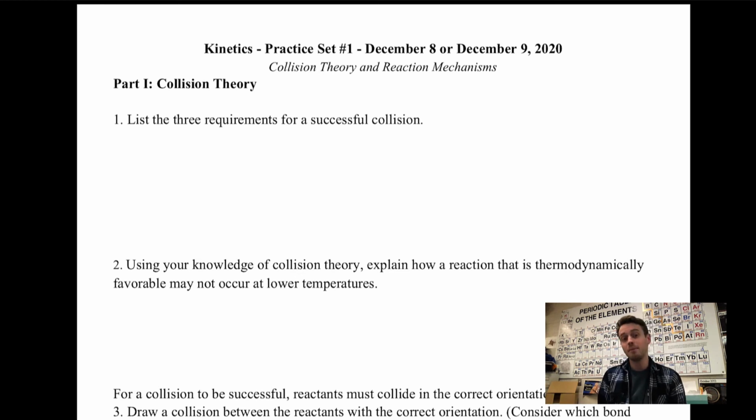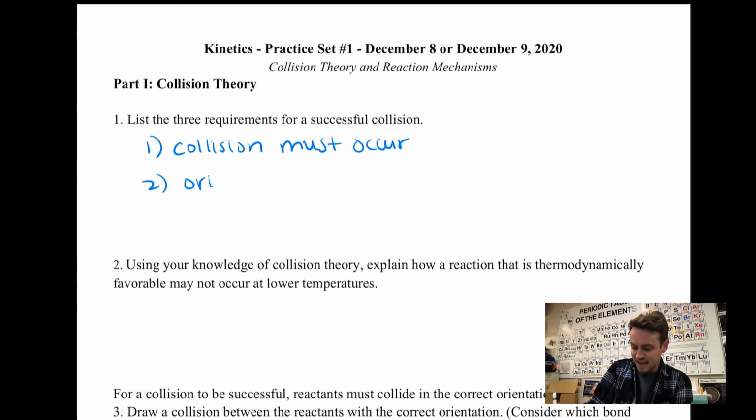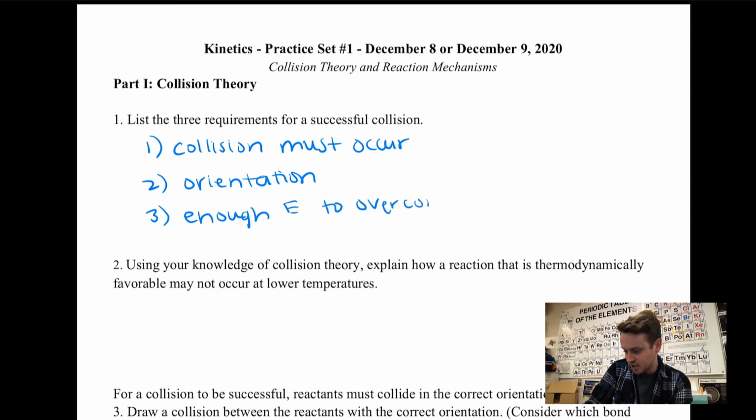So to get started, I'm going to look at collision theory, and I need you to know the 3 requirements for a successful collision. Anytime we're talking about a successful collision, there are 3 things that you always need to consider. You need to consider that the collision must occur. That sounds pretty obvious, but it has to happen, right? The particles have to hit each other. Second, the orientation must be correct. So there has to be correct orientation when they hit, and the collision has to have enough energy to overcome the activation energy.